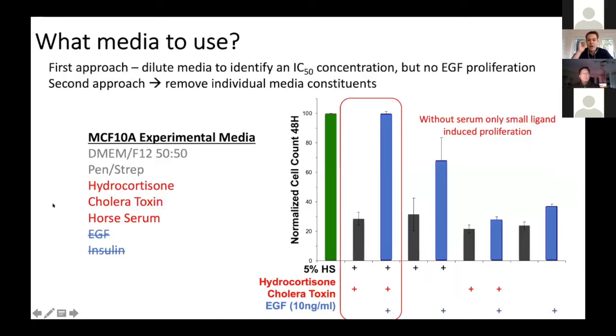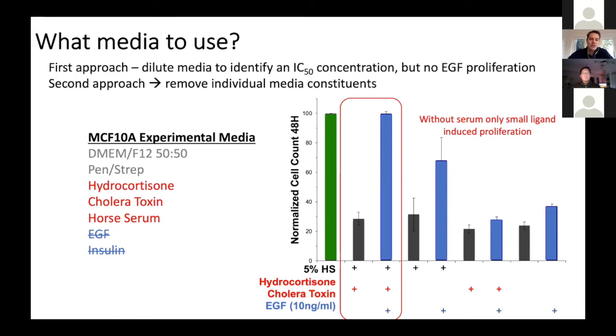And so in doing that, the question is, how do we adjust the media to be able to identify the effects of different ligands? Media in general is designed to promote the proliferation of the cells, so the cells are really dividing relatively quickly in response to the media. If we're trying to look for ligands that induce proliferation, we need to correct the media so that we can begin to identify those effects.